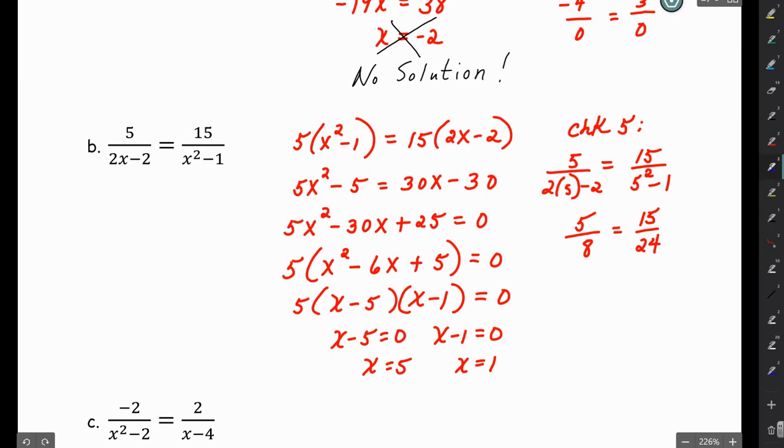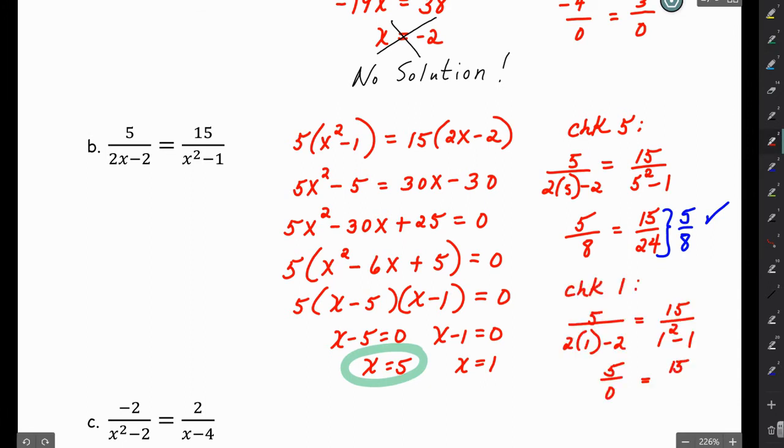So we get 5 over 8 equals 15 over 24. And of course, this reduces to 5 over 8. So we know that 5 is definitely a solution. Okay, now we're going to check the value of 1. And when we check 1, we get 0 in the denominator, and we know that doesn't work. That would be no solution. So the only one that works here is x equals 5.